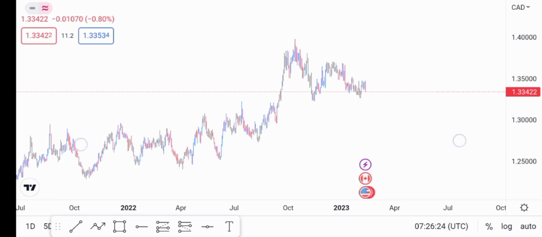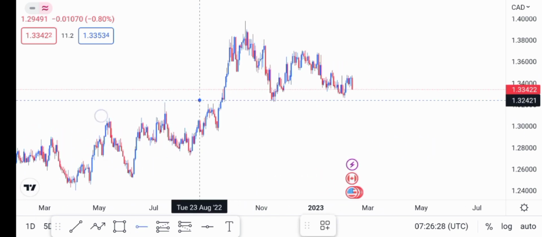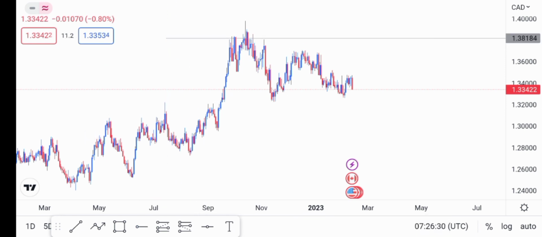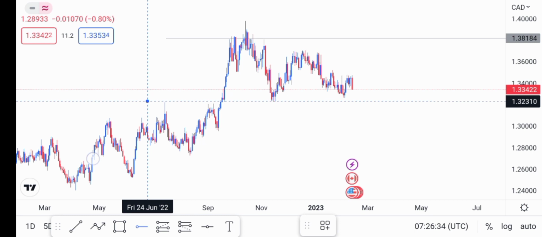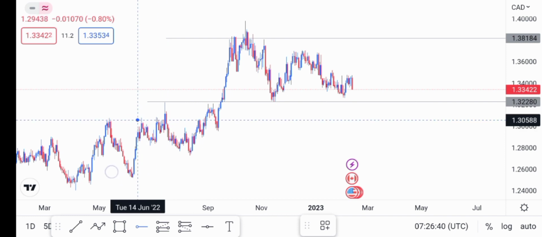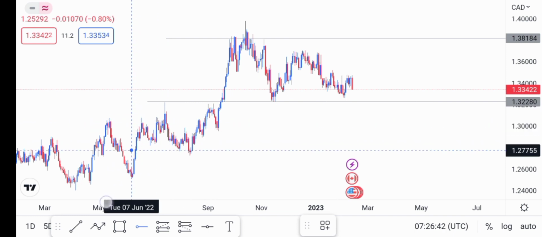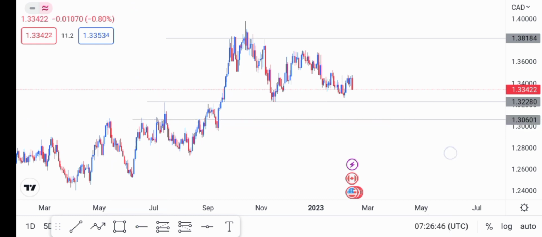So now we're on the daily time frame on USDCAD. I'll start by identifying the significant levels that I'm seeing in the market. This is the highest level that I'm seeing, and this is the lowest level I'm seeing around this area here. But as you can see, I was seeing this level right over here and this level right over here, but I'm just gonna mark out this one only, so I can keep my chart as clean as possible.